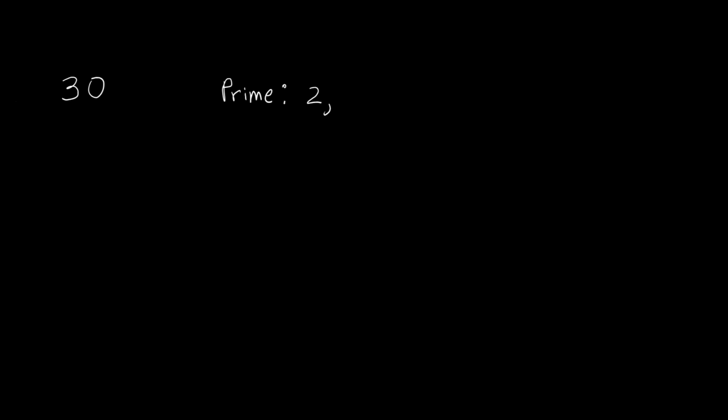Here are some examples: 2, 3, 5, 7, 11, 13, 17, and I can go on. These numbers can only be divided by 1 and itself. That makes a prime number. Now, numbers that are not prime numbers are called composite numbers. Now, let's factor this number over here.